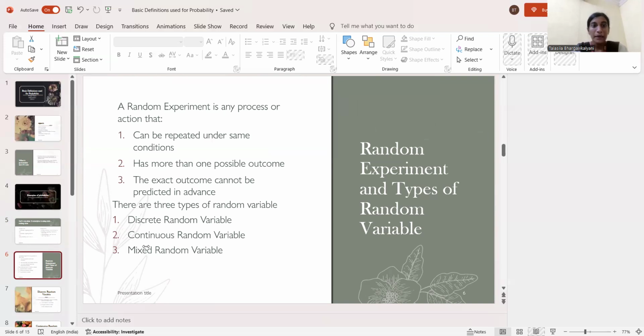Now, random experiment means an experiment with more than one possible outcome, where we get one outcome, but the outcome cannot be predicted in advance. There are three types of random variable: discrete random variable, continuous random variable, and mixed random variable.